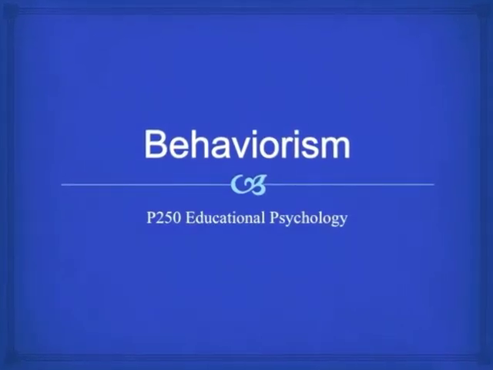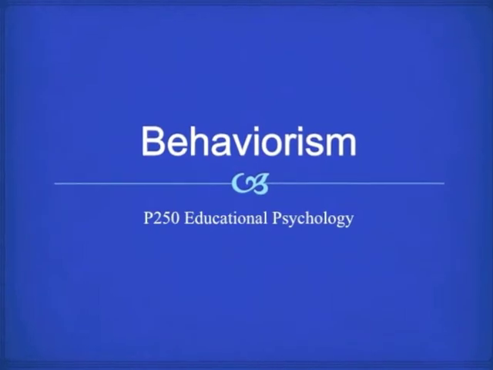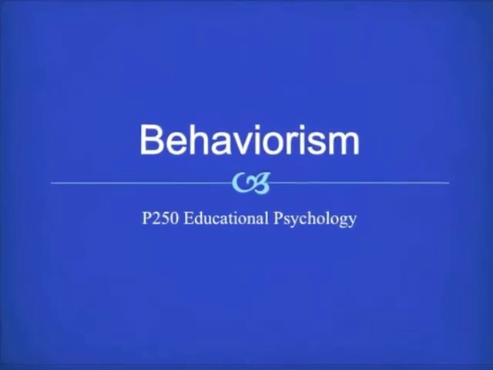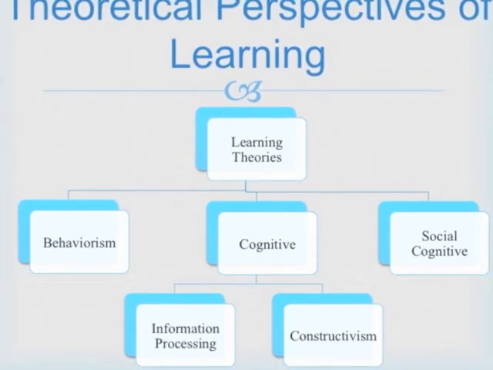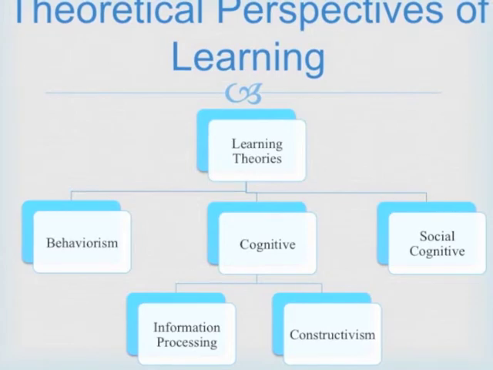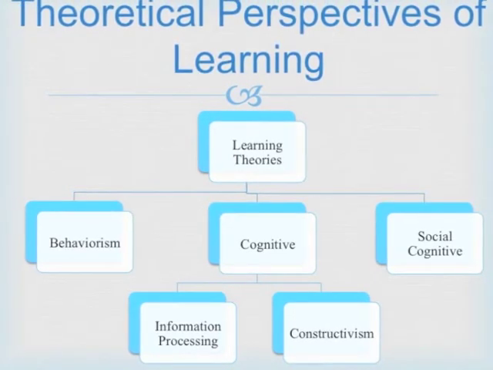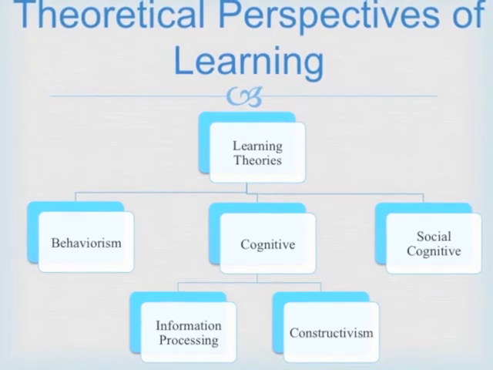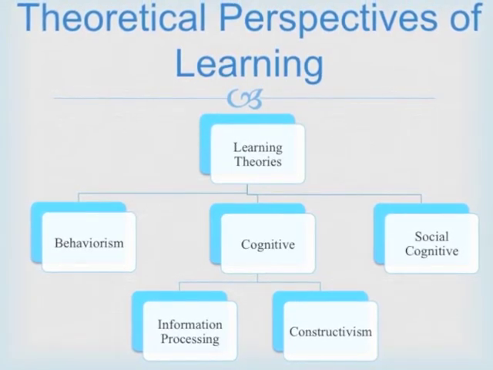This PowerPoint is about behaviorism, which is the first learning theory we're going to talk about in educational psychology. So this graphic should look familiar. We talked about it yesterday in class. Let's talk a little bit more about behaviorism. So behaviorists say that learning is an observable change in behavior. And the only way that you know someone has learned is if you can see a change in their behavior.